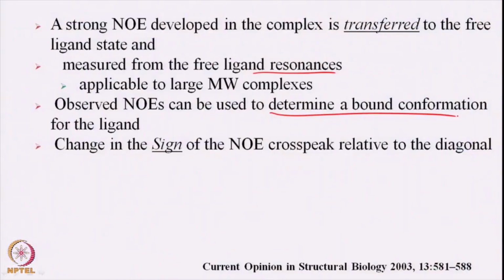If it is binding and spending all the time here, then the NOE will develop from the complex, and that is transferred to the free ligand state, and one can measure it from the free ligand resonance. That can also be applicable to large molecular weight. So, transferred NOE can be used to find out the bound conformation of a ligand. What we are saying is that my ligand is binding to the protein and exchanging, so sometimes it spends time in the bound form and sometimes in the free form.